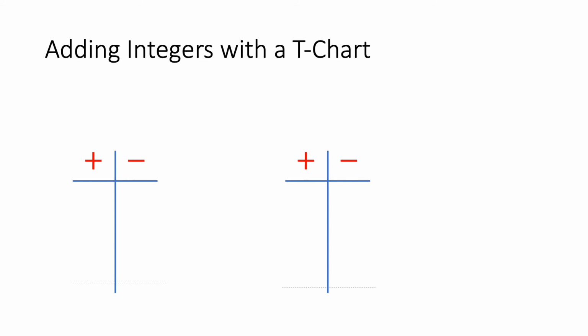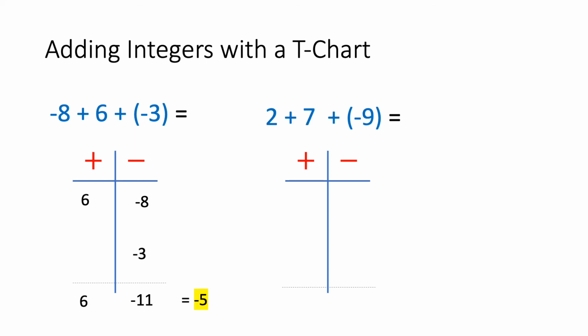If we have 3 or more numbers that we're adding, we can use a t-chart. If you see 3 or more, use a t. Put the negative 8 on the negative side, positive 6, and negative 3. We get 6 on the positive side and negative 11. 6 minus 11 is the same as 6 plus negative 11. The answer is negative 5.